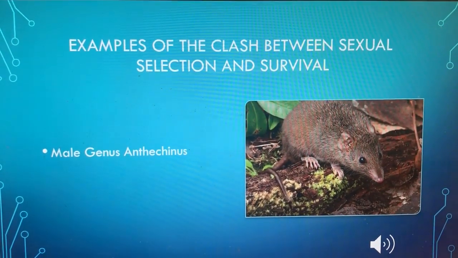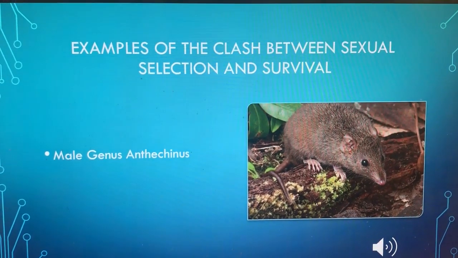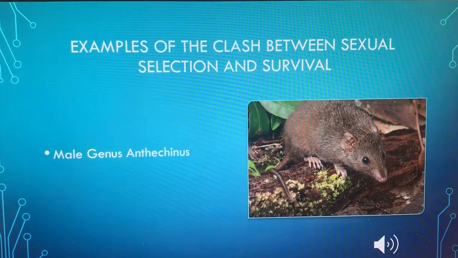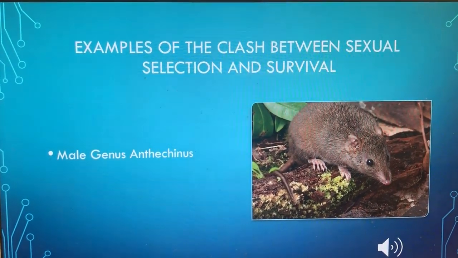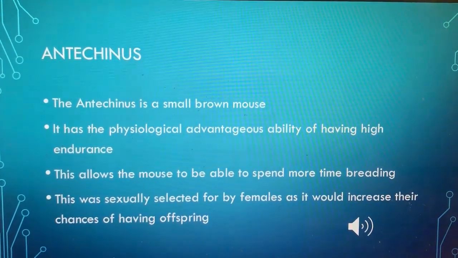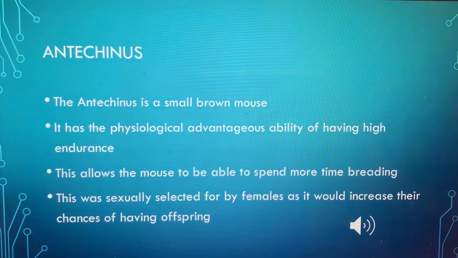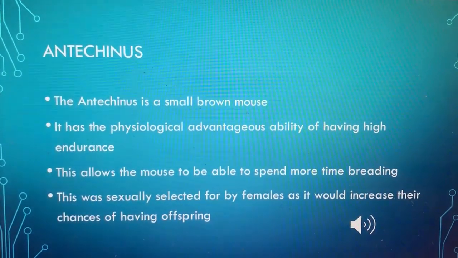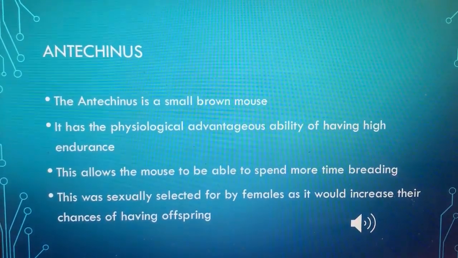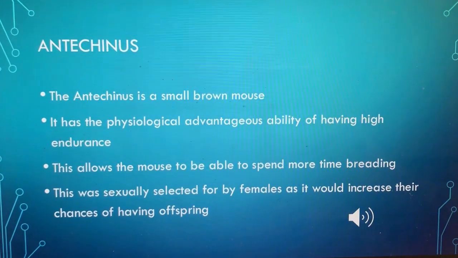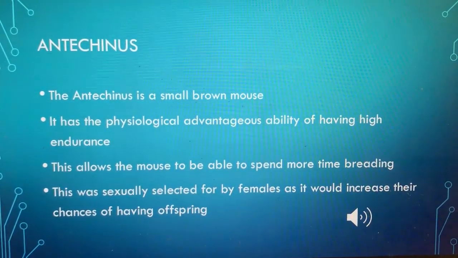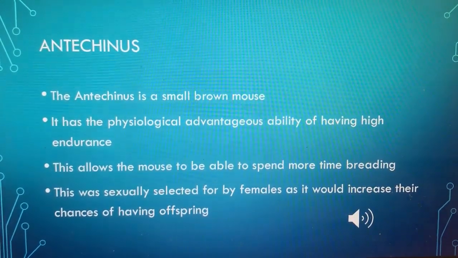Now, let's look at an example of a clash between sexual selection and survival in the male genus Encinias. The Encinias is basically a small brown mouse, and it has a less obvious, advantageous physiological advantage of having very high endurance. Now, this allows the mouse to be able to spend more time at the breeding site. Thus, it will be sexually selected for by females, as it would increase the chances of producing offspring.